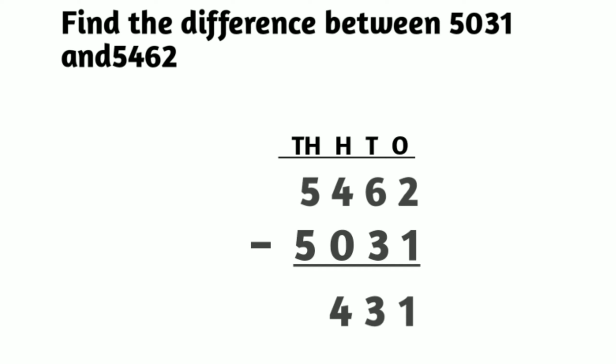Okay. Then hundreds, 400 minus 000 is equal to 400. So we write 4 under the hundreds column. Thus 5462 minus 5031 is equal to 431.